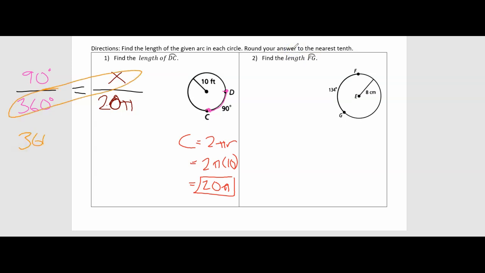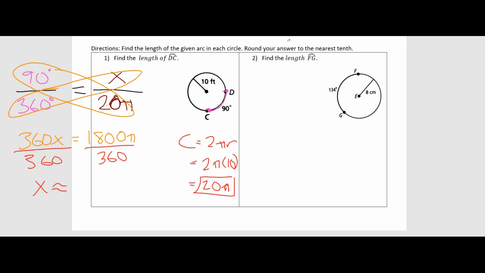So I'm going to get 360x is equal to 1,800 pi. And then we'll divide both sides by 360. I do believe it says to round to the nearest tenth again. So we have 1,800 pi divided by 360. That gives us the length of that arc is approximately equal to 15.7 feet. Don't forget your units.